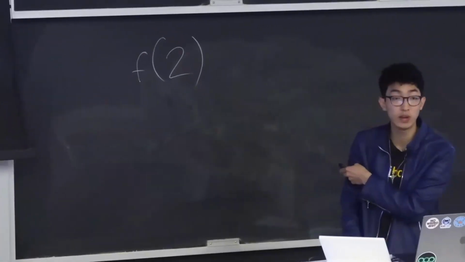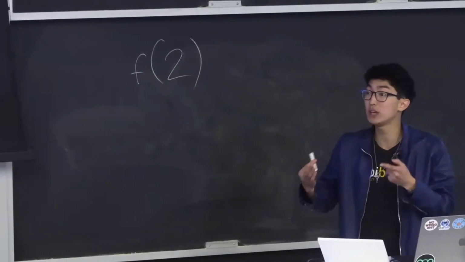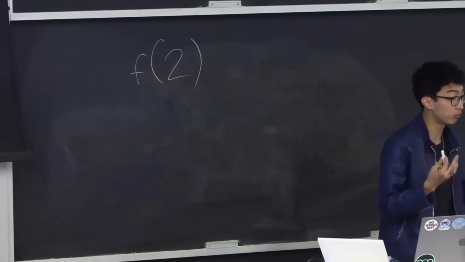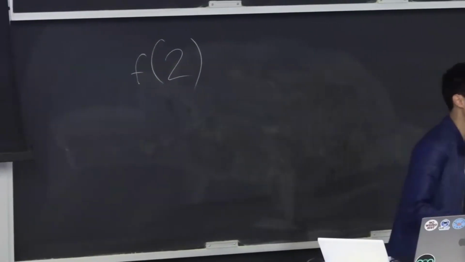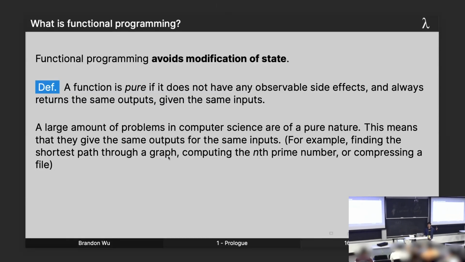So pure functions are going to be the way to go. And we're going to be writing pure functions in 150. We're going to be writing functions that always return the same outputs given the same inputs, which is going to give us really nice properties for reasoning about our code. We'll see. And that's also a next lecture thing. And let me motivate this to you a little bit more.